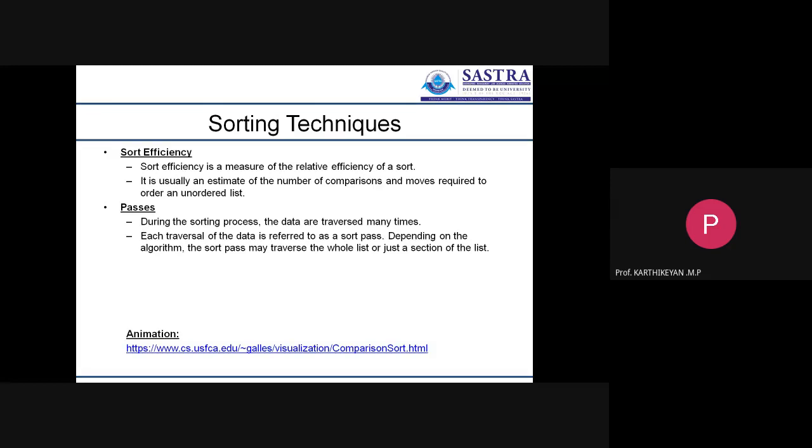The next terminology is passes. What do passes mean? In comparison, the for loop will run from the first element to the last element. If the for loop completes one loop, that is one pass. We need to execute up to n passes for the sorting operation to be completed. So completing one complete round of comparisons is one pass. During the sorting process, the data are traversed many times for comparison purposes. Each traversal is called one pass.